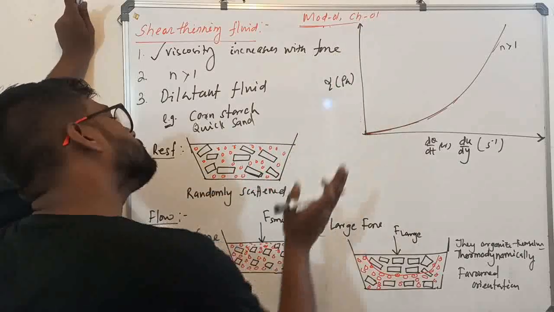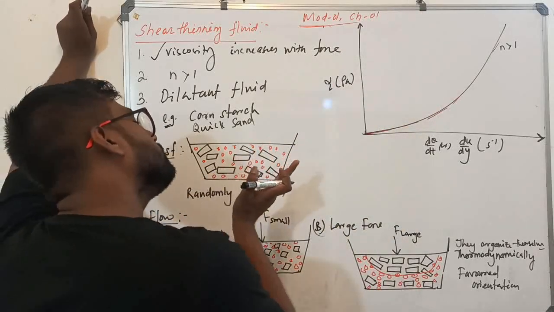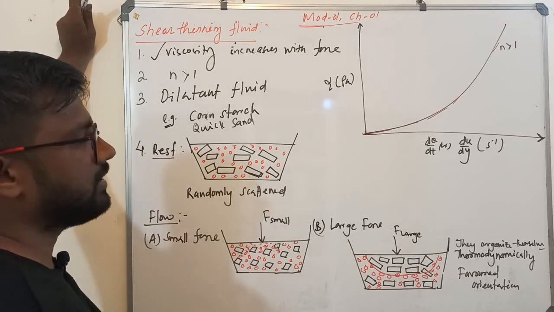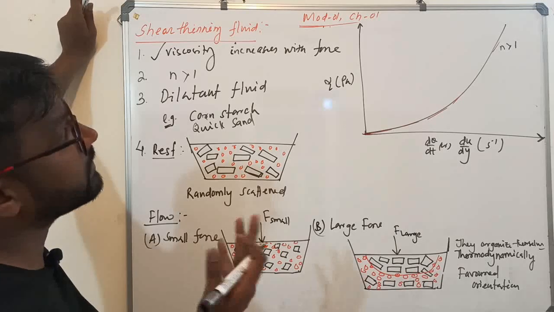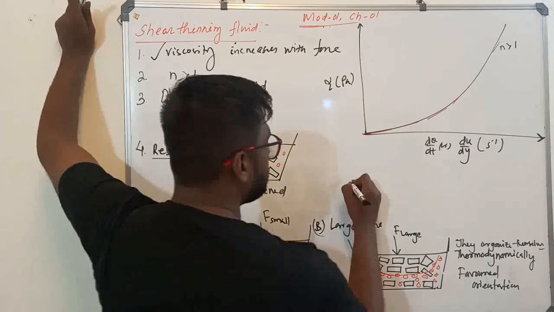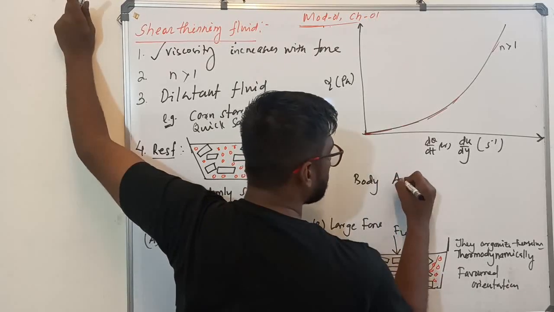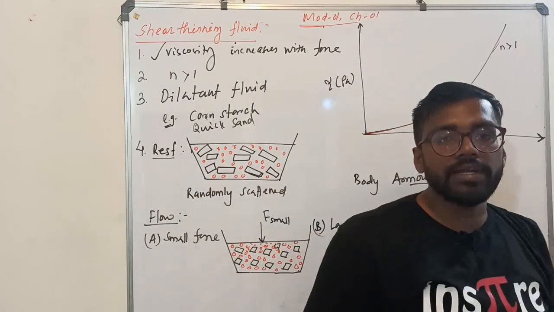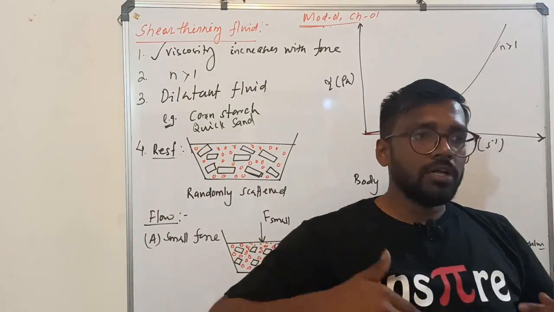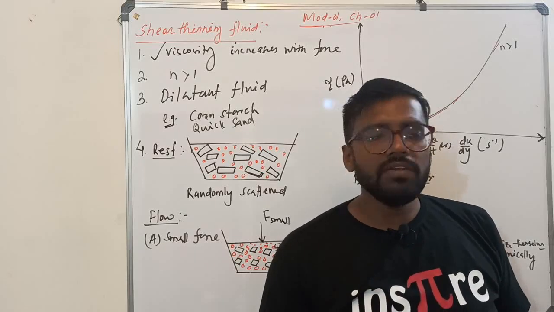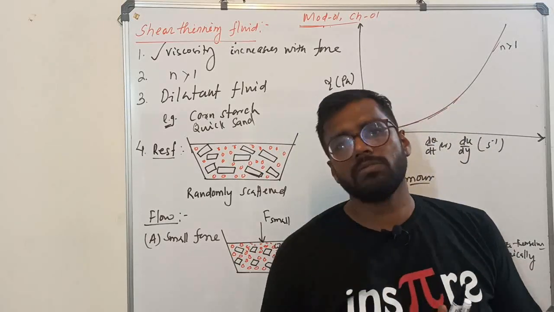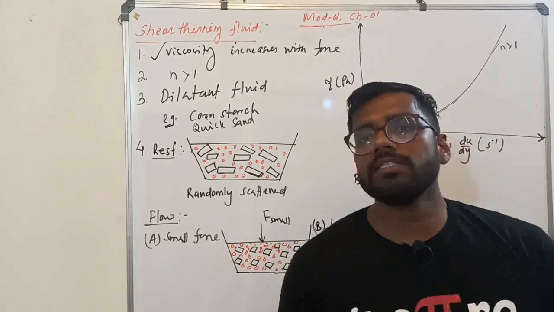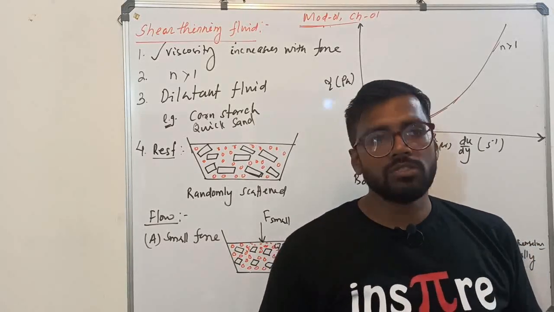So what happens to your viscosity with application of force? Viscosity increases. Now, one interesting application of a shear thickening fluid is body armor. You use a bulletproof vest, right? Like soldiers use bulletproof vests. The bulletproof vest is normally made of steel or some composite. Even if you make it from any metal or a composite, the weight is more. So movement is difficult. So that is one problem.